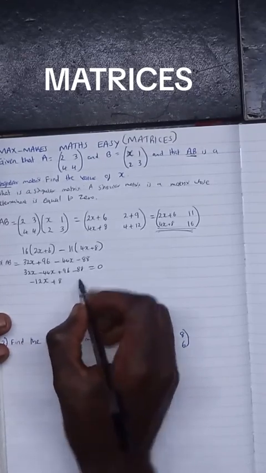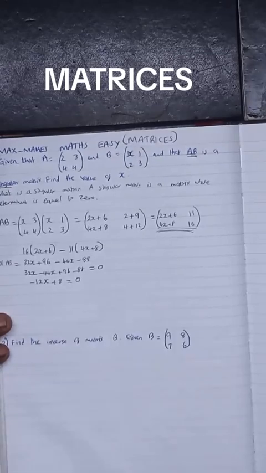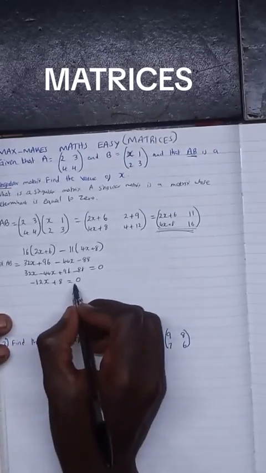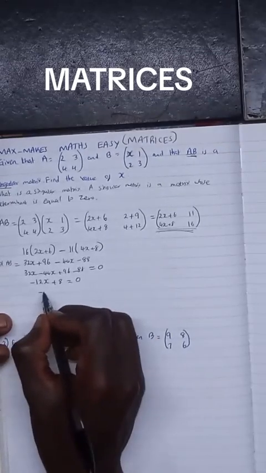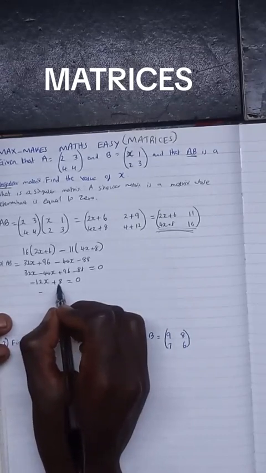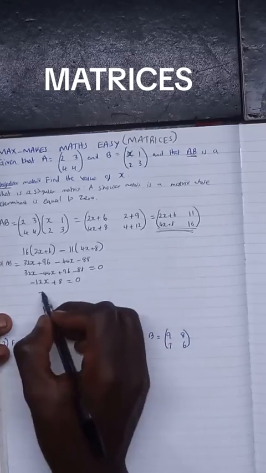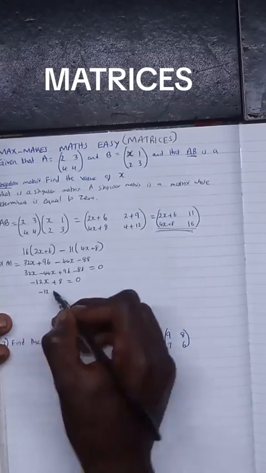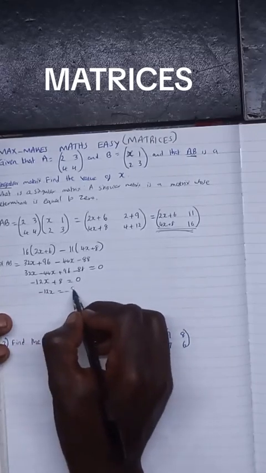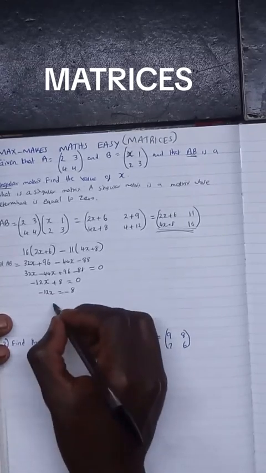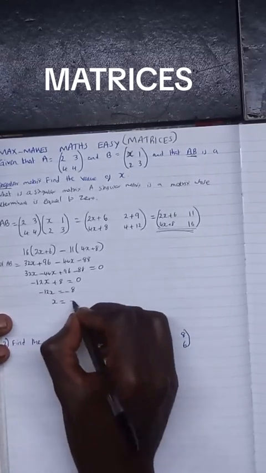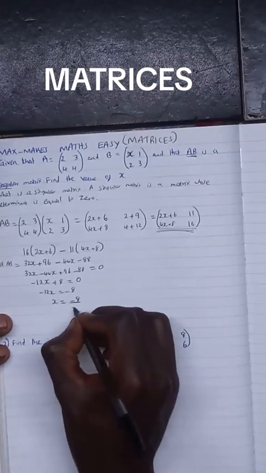Yes, positive 8, which is equal to 0. So what do we find here? To find the value of x, we will shift the positive 8 to the right side to be negative 8, then it will be negative 12x is equal to negative 8. To find the value of x, x is equal to negative 8 divided by negative 12.